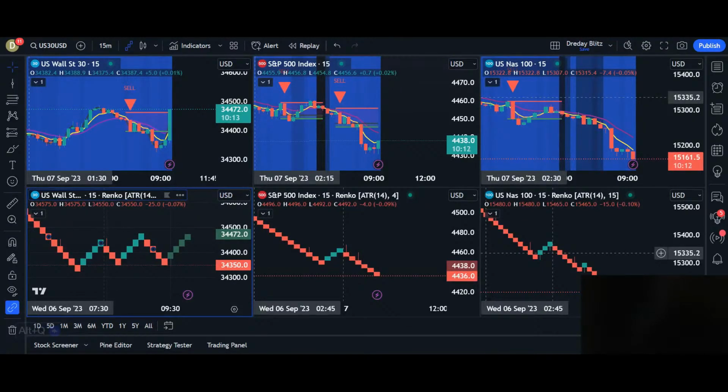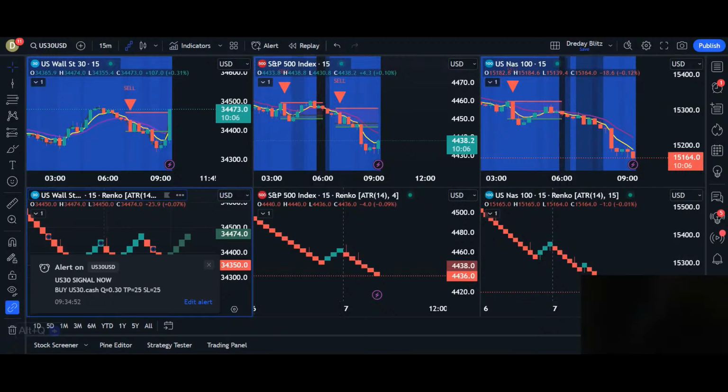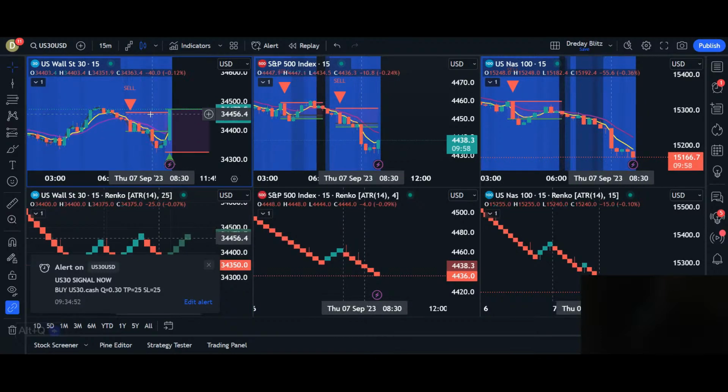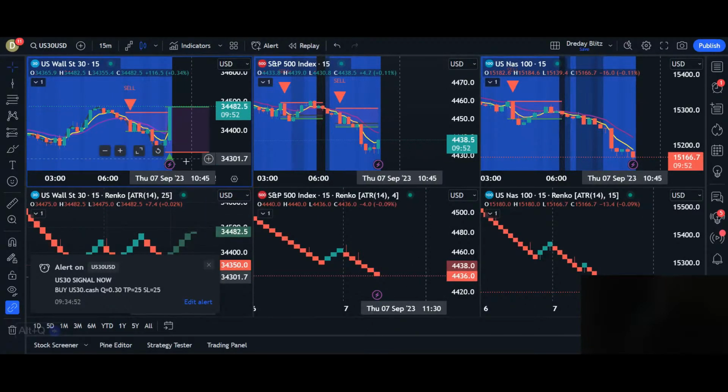So keep it up. And the indicator works on any other system, on any other market condition. It could be stocks, crypto, or forex. It's going to work on all of that.